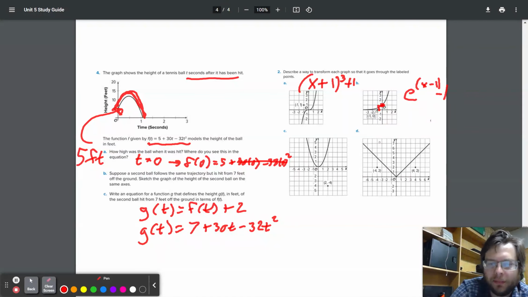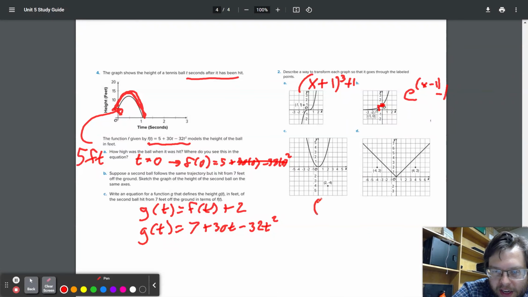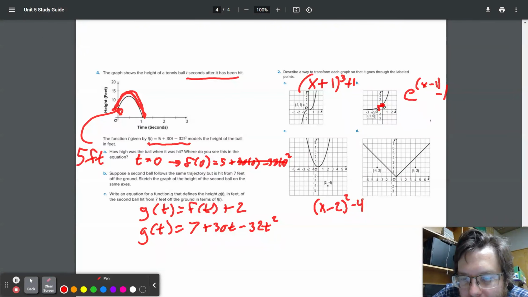Okay. Part C, I'm going to take my parabola and move it 2 steps to the right and 4 steps down. Part D, it just looks like I need to make it either twice as wide or half as tall. Either way, I'm going to do 1/2 in front of the absolute value of x.